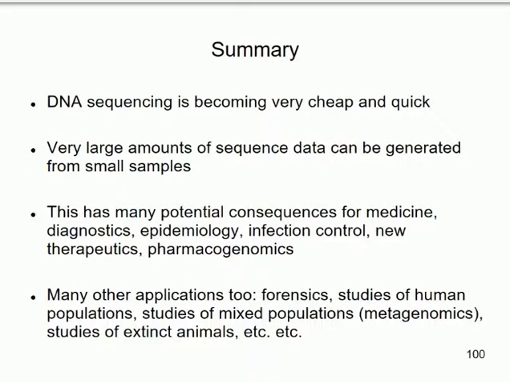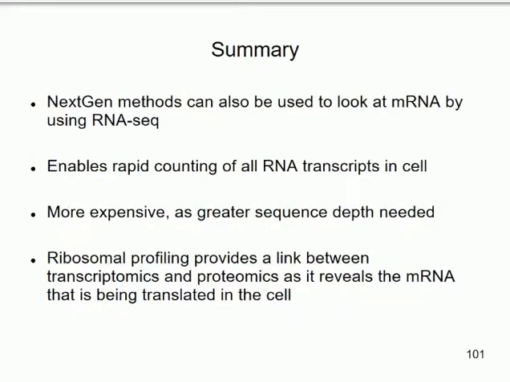So as a consequence of this, there's huge amounts of data pouring out of lots of different labs around the world, including many of the labs here in Birmingham. And there are a lot of consequences for this, for medicine, for diagnostics, for studying epidemiology, for looking at ways of controlling infections, for designing new therapeutics, for forensics, for looking at human populations, where do we all come from. You can even get genomes from fossilized remains, so from mammoths, and people have reassembled the Neanderthal genome and so on. So lots of really interesting biology comes out of this.